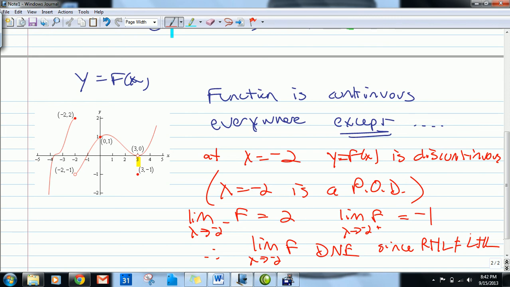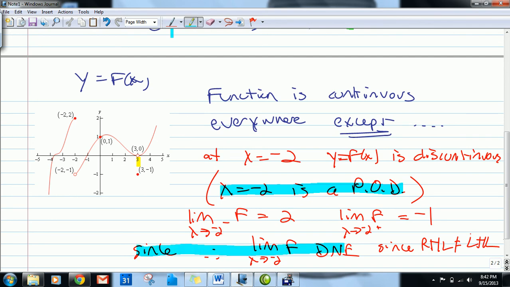So to answer the question, where is it discontinuous, x equals -2 is a point of discontinuity because the limit does not exist as x is approaching -2. And again, the reason that we know the limit doesn't exist as x is approaching -2 is because the left and right don't agree. So that's one point of discontinuity for this function. What's another point of discontinuity? Yep, you guessed it, at x equals 3.